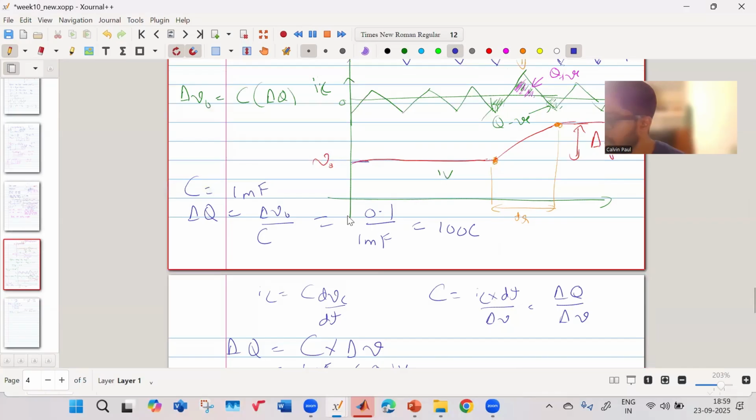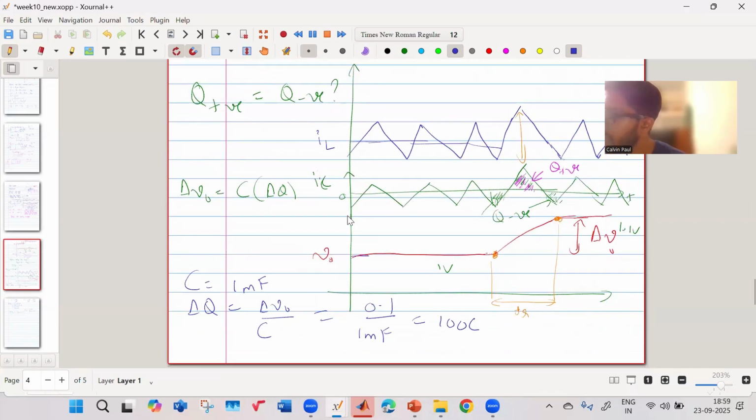This charge comes from your input. This charge comes from your current. That means the current has to now become more. The peak current has to increase. Okay. So that is how your L and C have an impact on your performance.